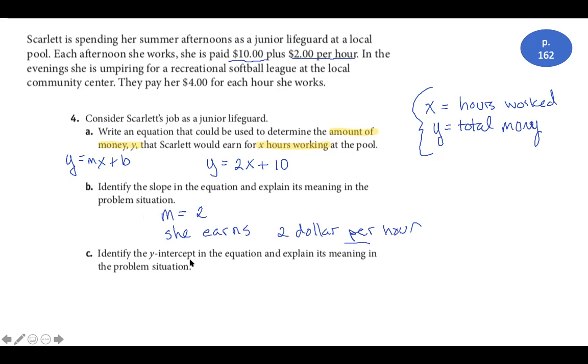It's always going to be something per something, something each something every something, always a rate. Okay, identify the y-intercept in the equation. The y-intercept is 10. And what is its meaning in the problem? She earns $10. When you're describing the meaning, make sure you put the units on. She earns $10 at the start of the job.